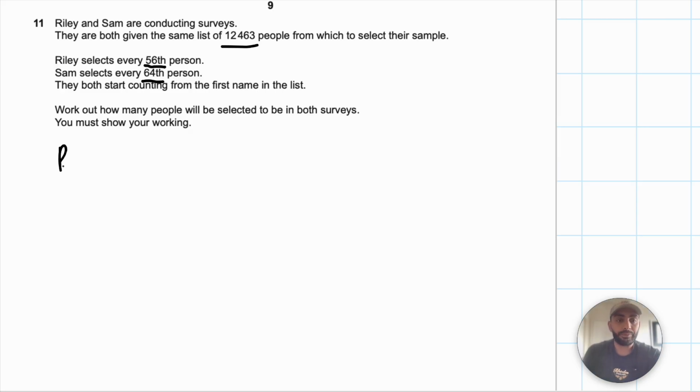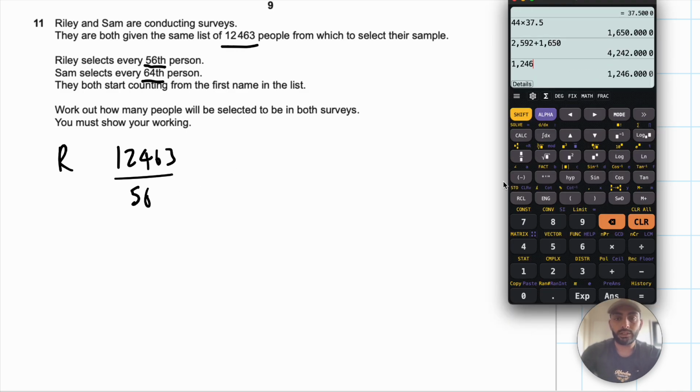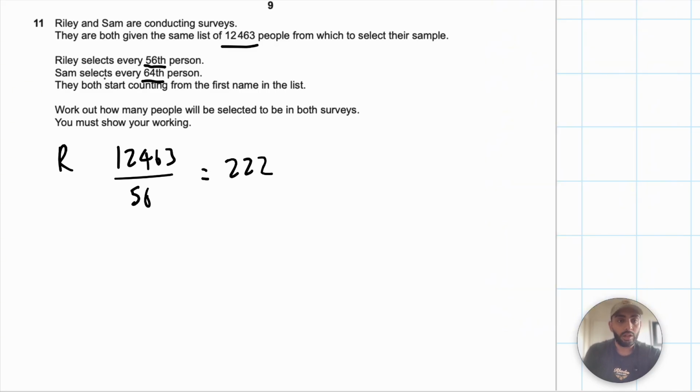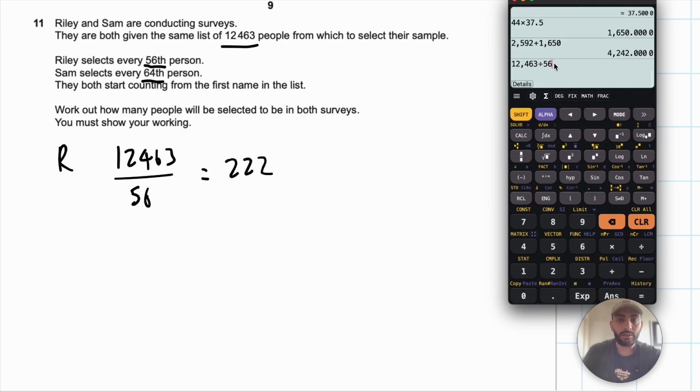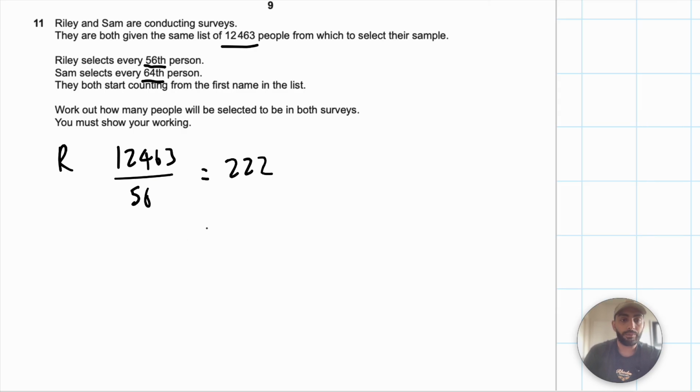So let's first find out how many Riley would select. So Riley would have 12,463 divided by 56, which gives me 222. I'm going to round this down because he won't have 223, even though this would round to 223. He would only have 222. For Sam, we're going to do exactly the same thing, but this time we're dividing by 64, which gives me 194. So that's Sam.